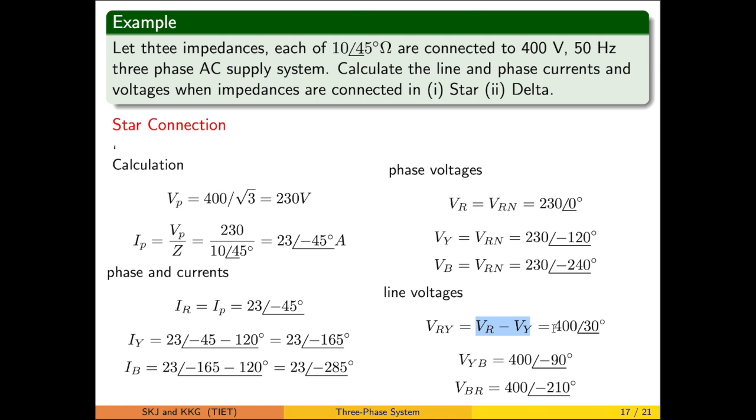However, you can simply write it that the value is root 3 times 230, so that will be resulting into 400. This particular is leading by 30 degree to the respective phase voltage, so instead of 0 you will be having 30 degree. Now others, they will be simply lagging by 120 degree but having the equal magnitude, so you have written these line voltages.